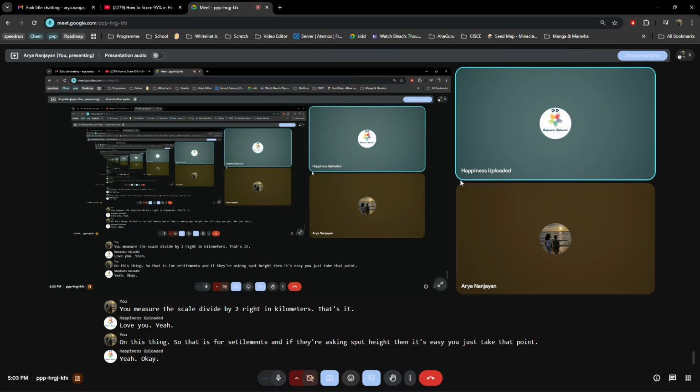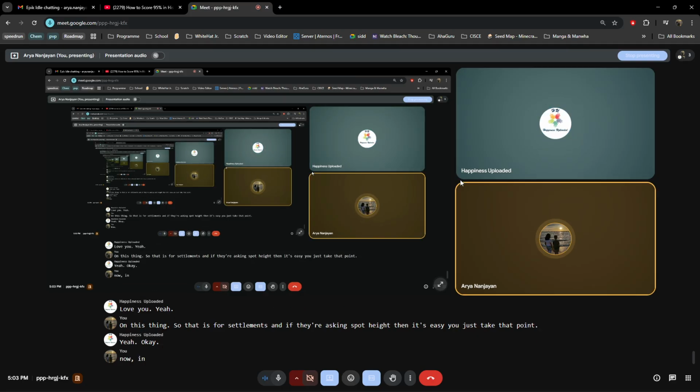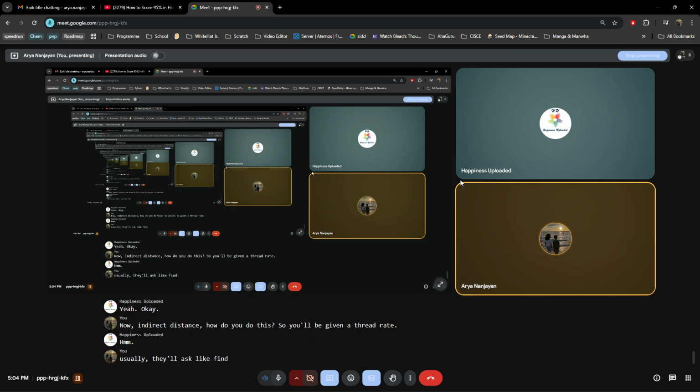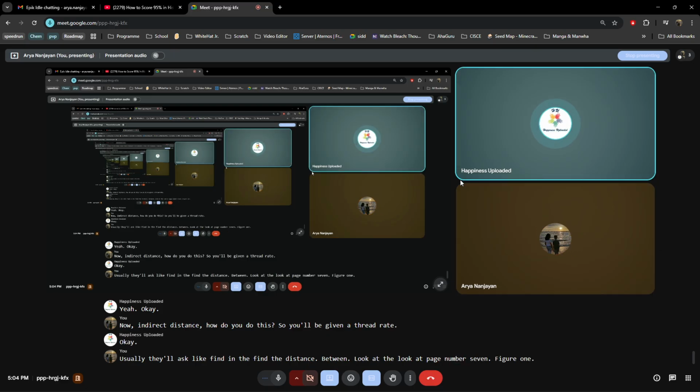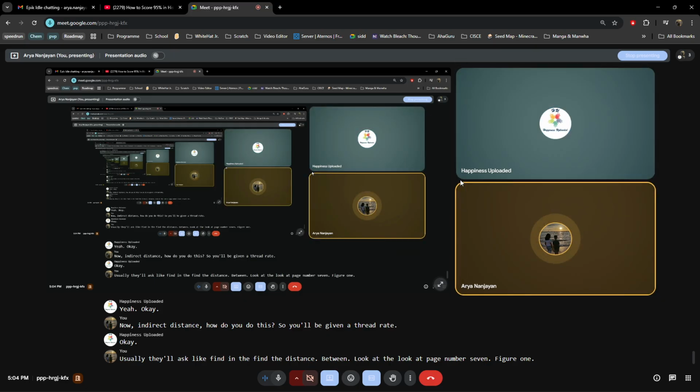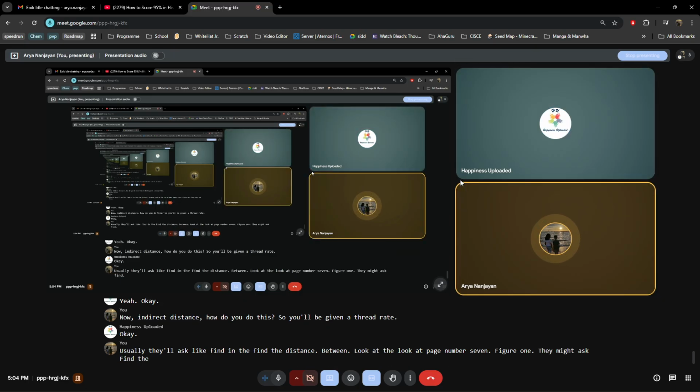Now, indirect distance. How do you do this? So you'll be given a thread, right? Usually they'll ask to find the distance between, okay, look at page number 7, figure 1. They might ask to find the distance between Piplia and Palikera along the metal road.